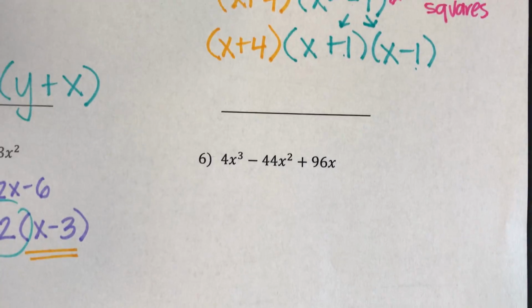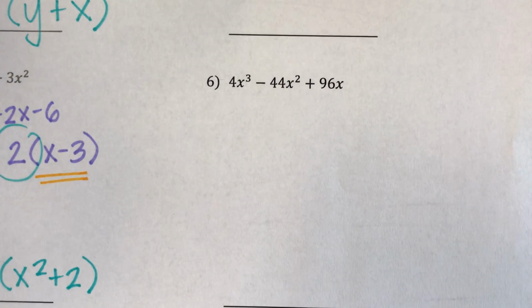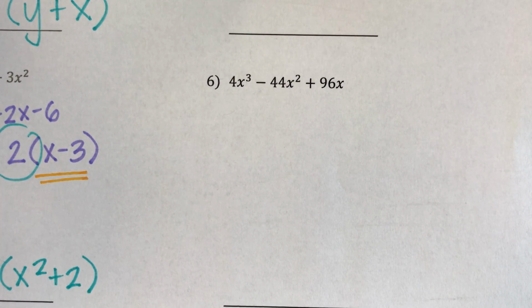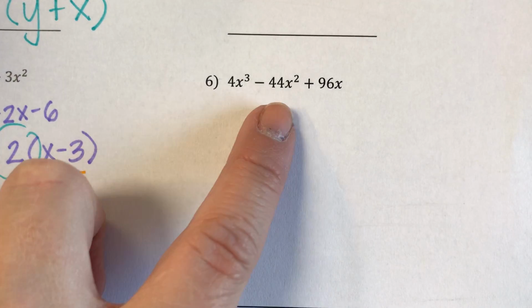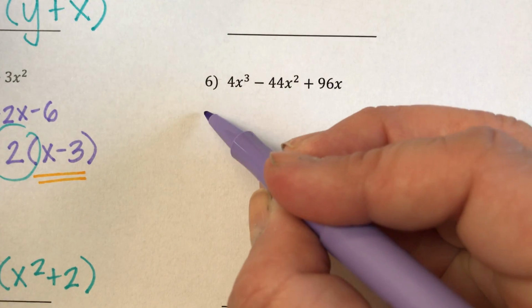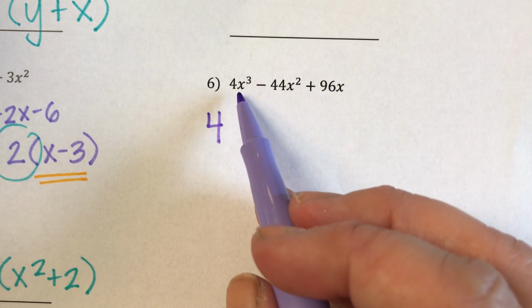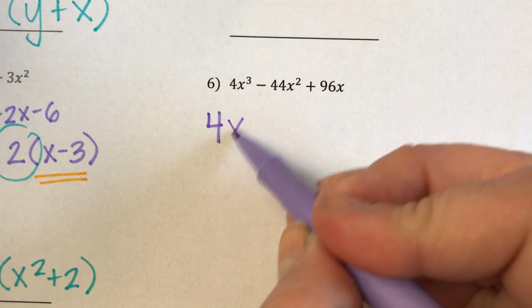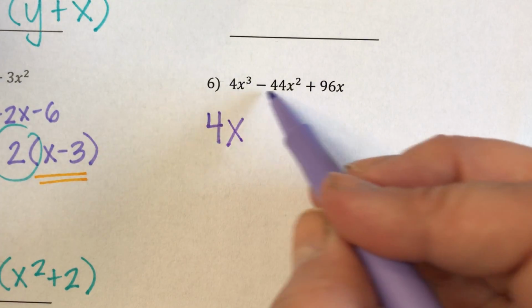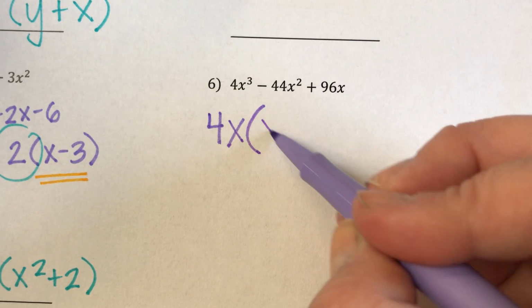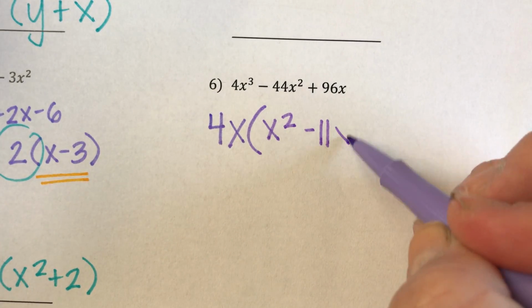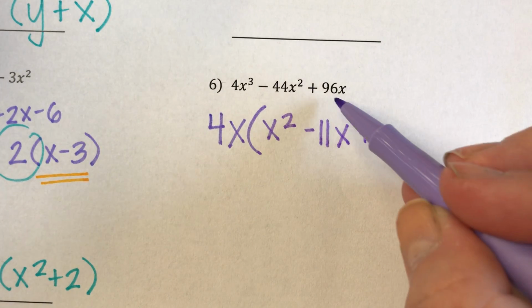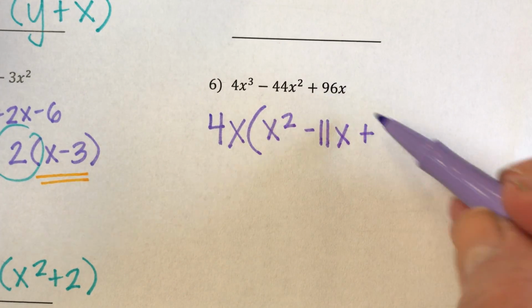Okay, and then let's look at this last one. Okay, and you're like, what the heck is this one doing here? Because it's not even 4 terms. Well, it's not 4 terms, but let's look at it, and then you'll kind of be clued into why it's on this page. So what can you take out of 4, 44, and 96? A 4. And then what can you take out of x to the third, x to the second, and x? 4x, right, is what we can divide all of these by. So that leaves me with x squared minus 11x plus, I should have done this, 24.